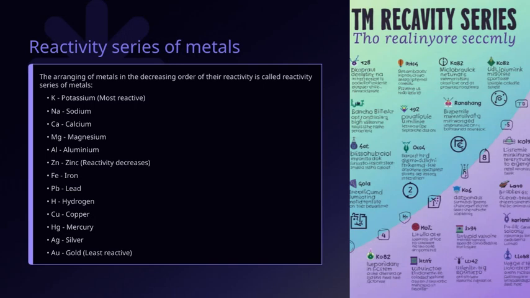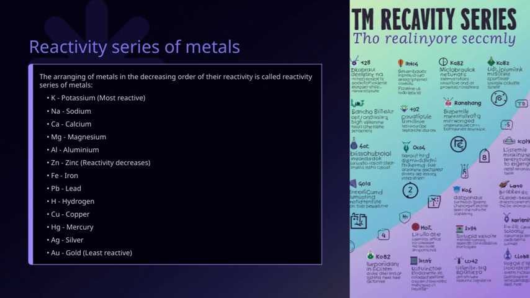Let's take a closer look at the reactivity series of metals. Starting from the least reactive, we have Au, which is gold. Gold is very stable and doesn't react easily. Next is Ag, or silver, which is slightly more reactive but still quite resistant to corrosion. Mercury, or Hg, is unique because it's a liquid at room temperature, and its reactivity is moderate.